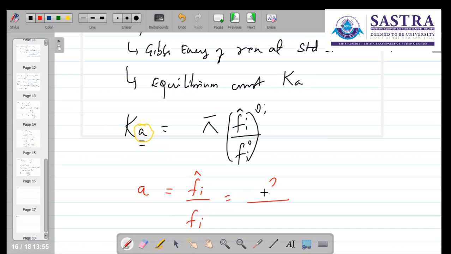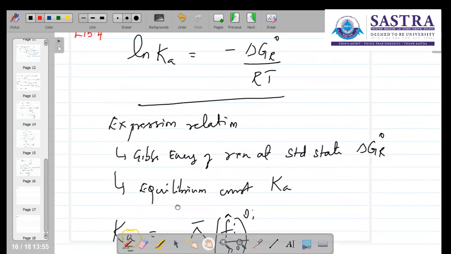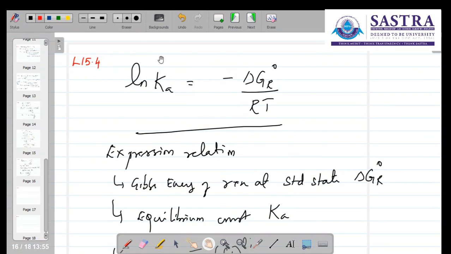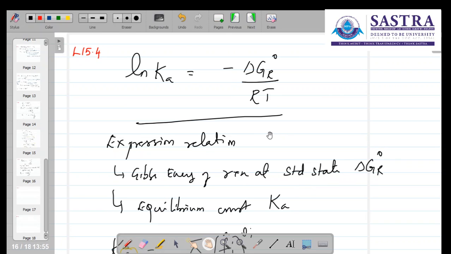With that, I will take a break of this video. So in this video, we have quickly developed a relation between the equilibrium constant and the standard state Gibbs energy of the reaction. So the Gibbs energy of the reaction towards equilibrium constants.